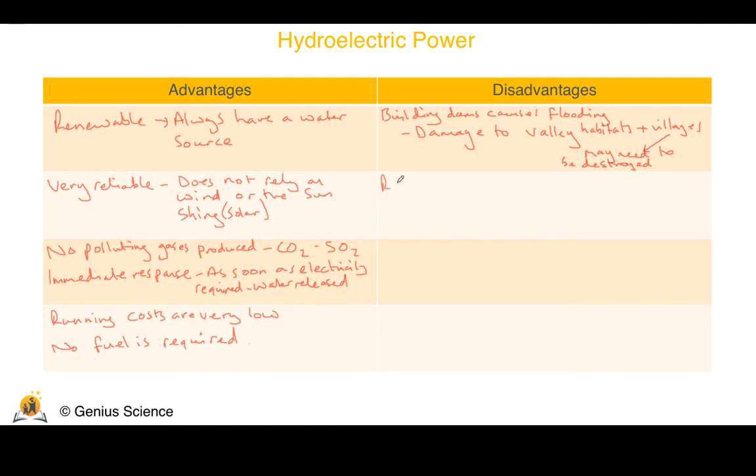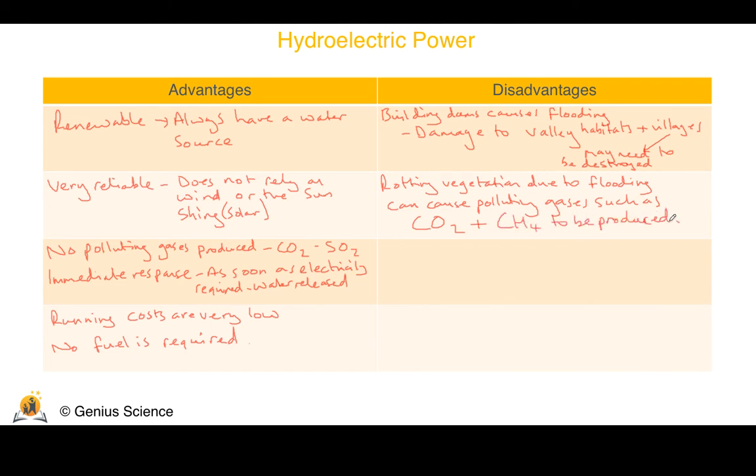There can also be rotting vegetation, and this is due to the flooding. And this can cause polluting gases such as carbon dioxide and methane to be produced. And dams and hydroelectric power stations more generally, although impressive from an engineering perspective, can be seen as unsightly. Therefore, they are considered by many as a cause of visual pollution.